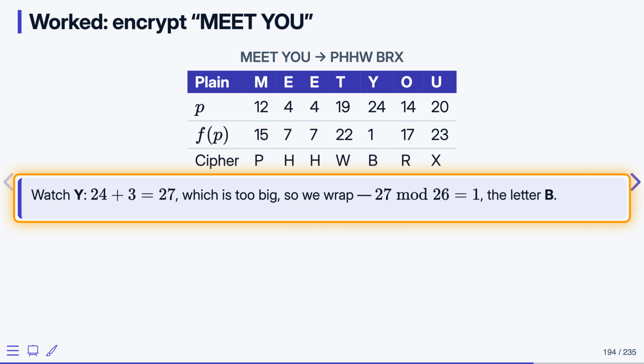Now watch Y carefully. Y is 24. 24 plus 3 is 27, but 27 is too big, so we wrap. 27 mod 26 is 1, and 1 is the letter B.